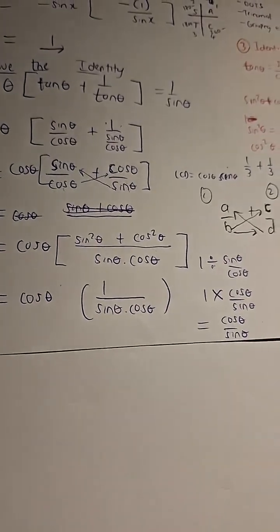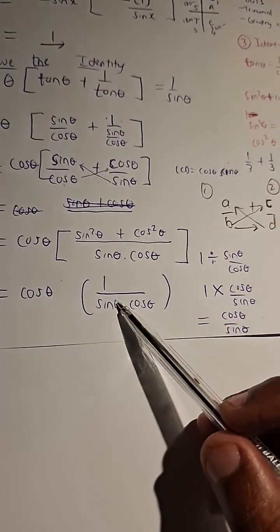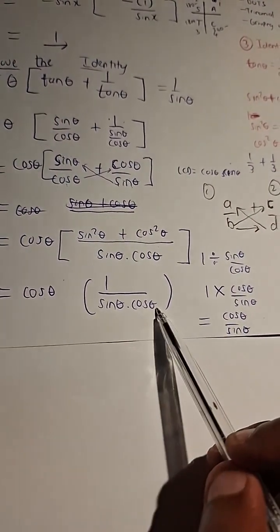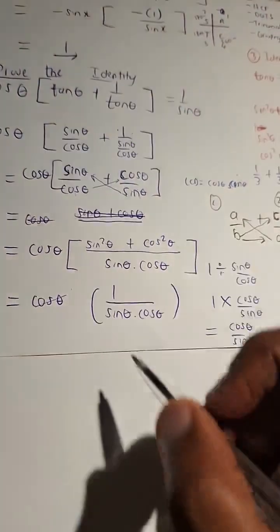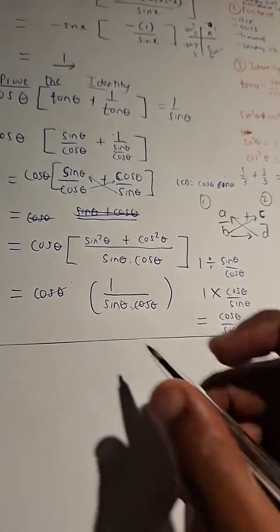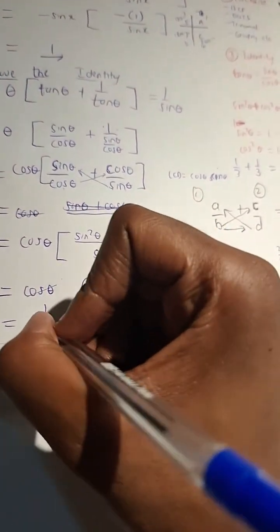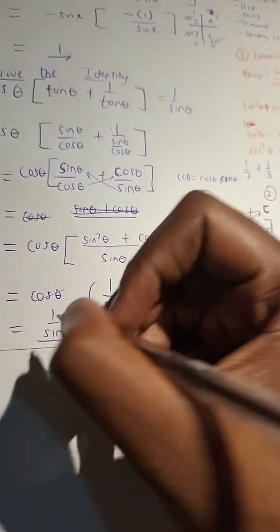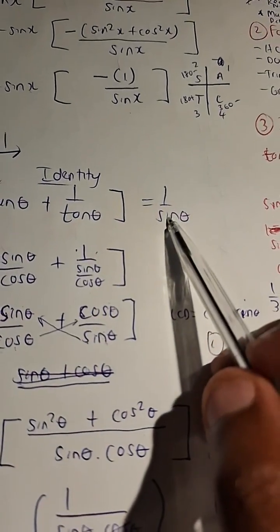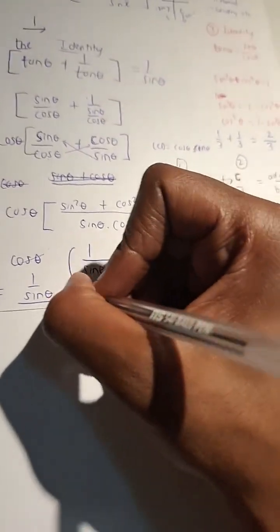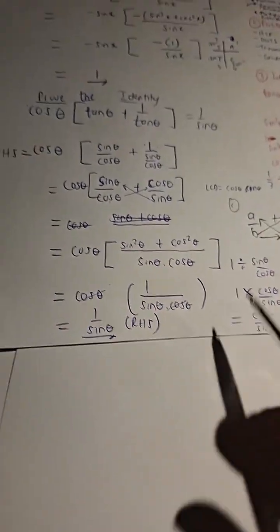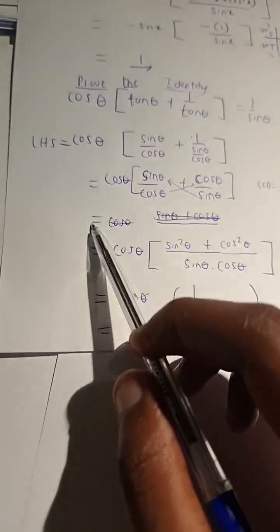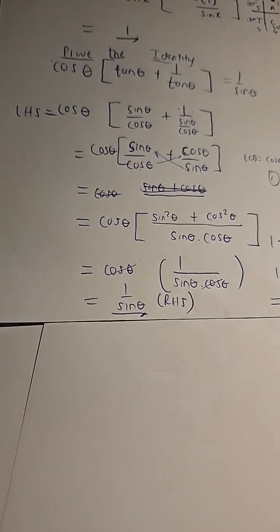We go back to simplification. Is there simplification that can be done? Yes. Cos theta times this 1 over sine theta cos theta. The cos theta in the numerator, the cos theta in the denominator, they cancel. You are left with 1 over sine theta. But that's what we wanted to prove, right? That's what we wanted to prove. This is the right hand side. So the left hand side is equal to the right hand side.